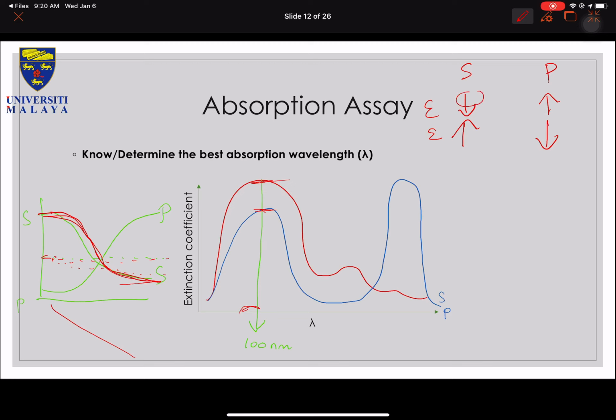So say for example, if that one is 200 nanometers, that one will be somewhere around here. I don't know, if that one is 100, that one is 200, that one is about 160 nanometers, for example. Okay, this is just a random number. So this is what you want: a wavelength that can be more specific to one compound compared to the other. So that's the basic idea.